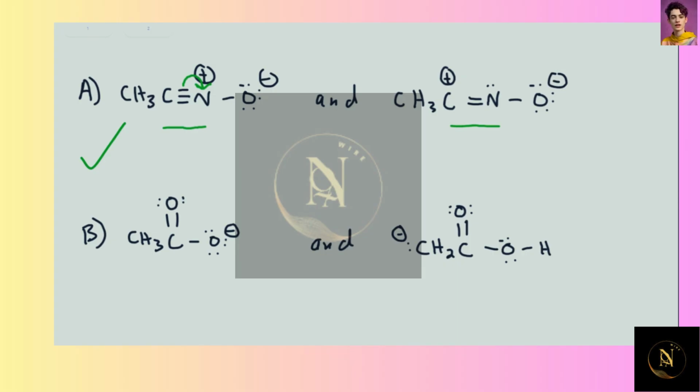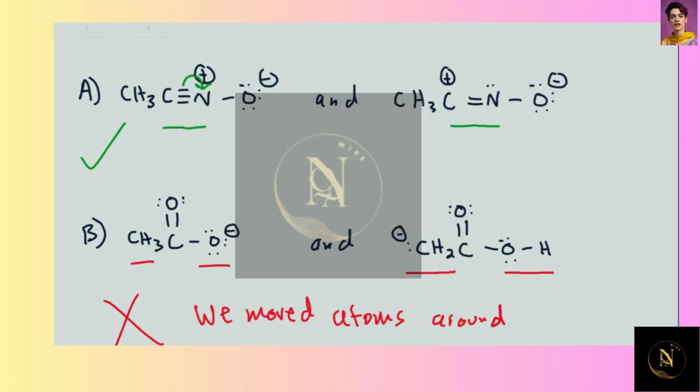Now what about B? So let's see what changed in this one. Well, on the end here, this carbon becomes negatively charged and this oxygen picks up a hydrogen. So this will not be a resonance structure, and it's because we moved atoms around.